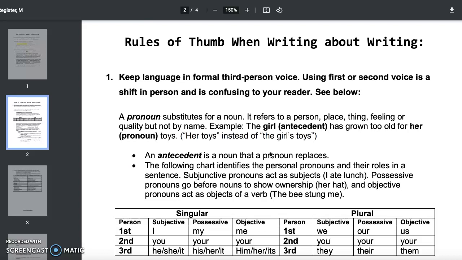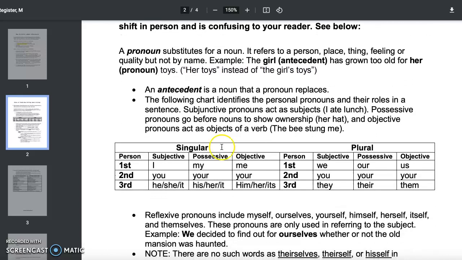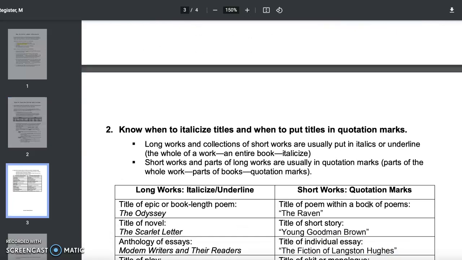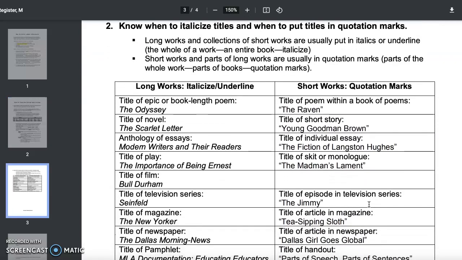Just some rules of thumb when writing about literature. Here we've got first and second person pronouns. These are the ones you want to avoid in your discussion replies and in your essays as well, and stick to third person. Know when to italicize and when to include quotation marks for titles. Obviously, if you're quoting dialogue or if you're quoting something verbatim that was written or said in this work of literature, you would include quote marks.